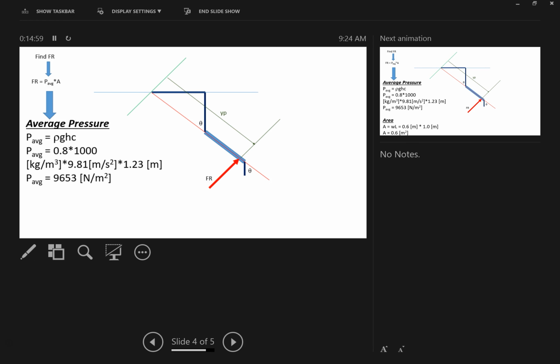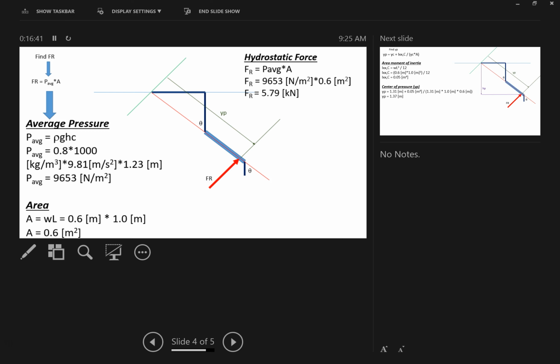But I didn't want it to run over the sketch. I think I found the area down below. The area is just the width times the length, because it's a rectangle. What's the area of a triangle? Half times base times height. Yep. And oh, look, I did it up there. Perfect. Now we can find the hydrostatic force. Multiply our average pressure times the area, we get about 5.8 kilonewtons.